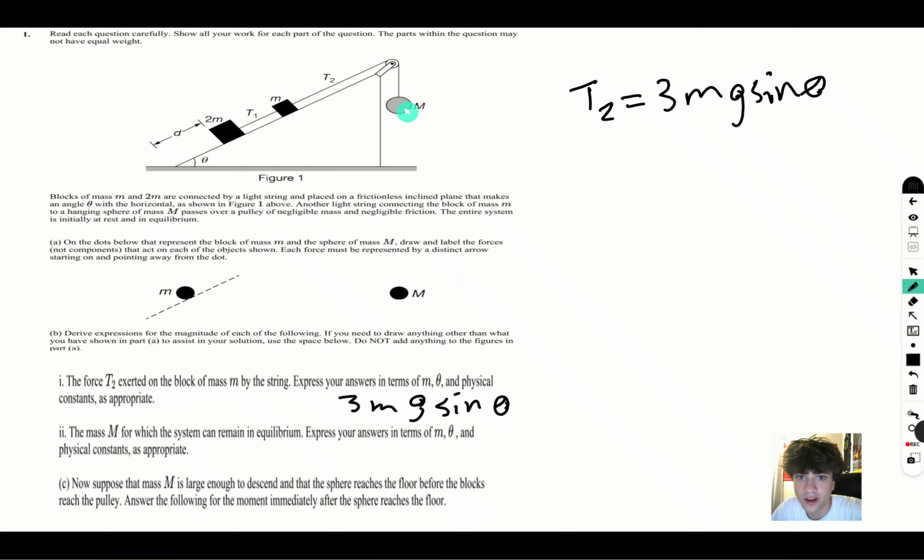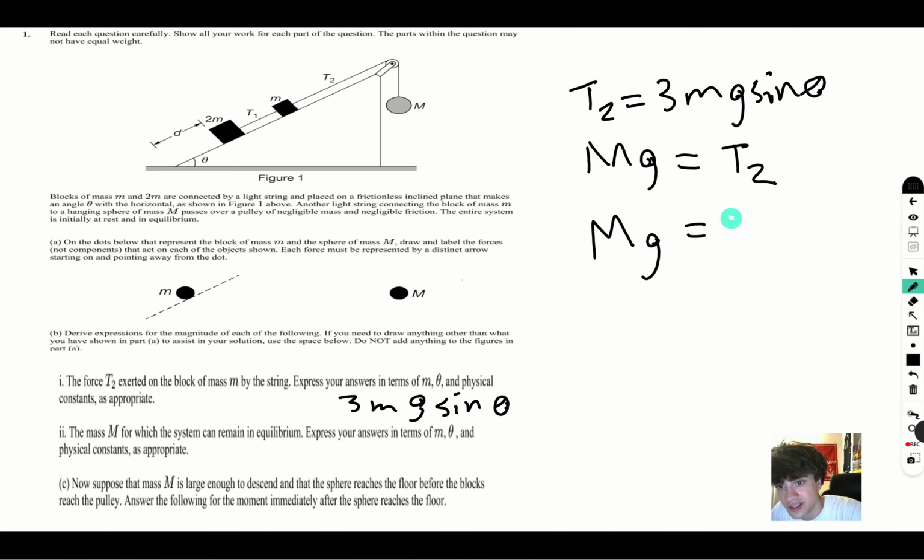But if we take a look at our equation over here, we can see that our T2 is also balancing out the gravitational force of this ball here. It's just going to be mg is equal to T2. So as we can see, we can combine these equations to get mg is equal to 3 mg sine theta.